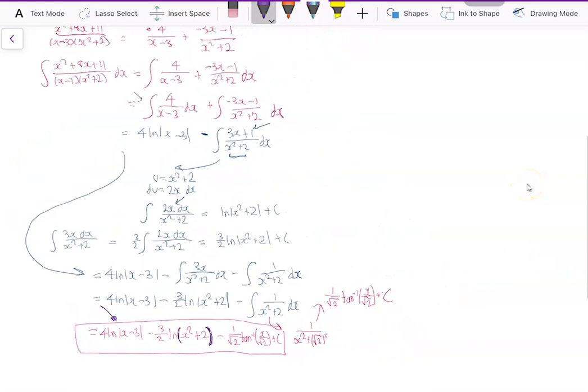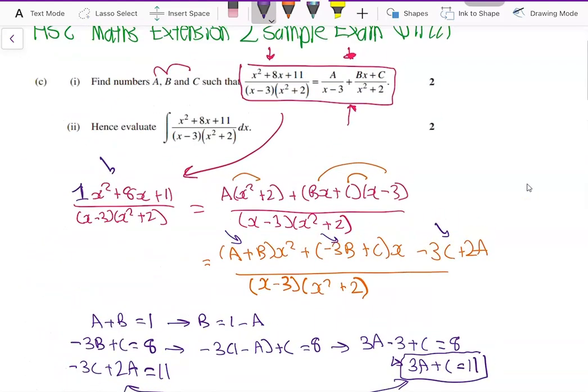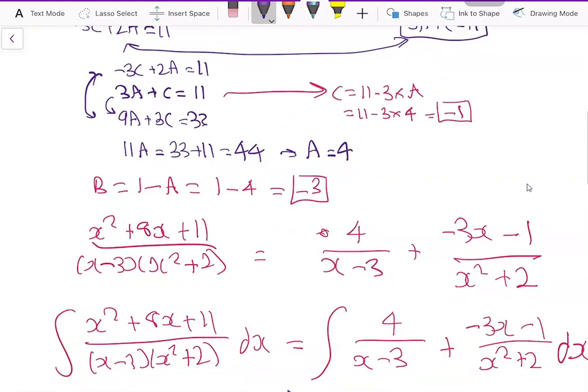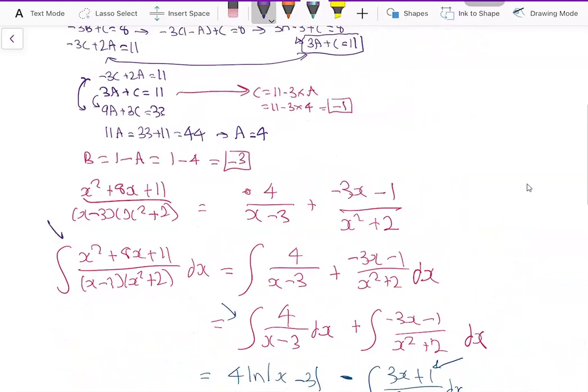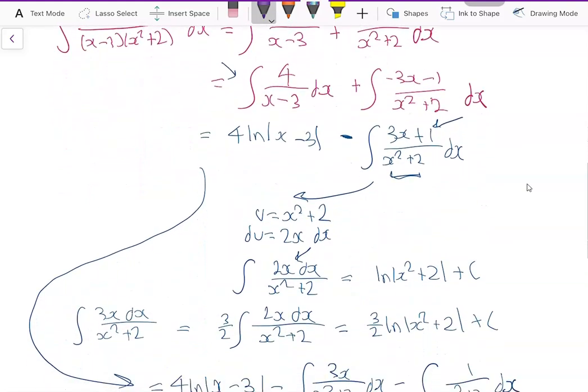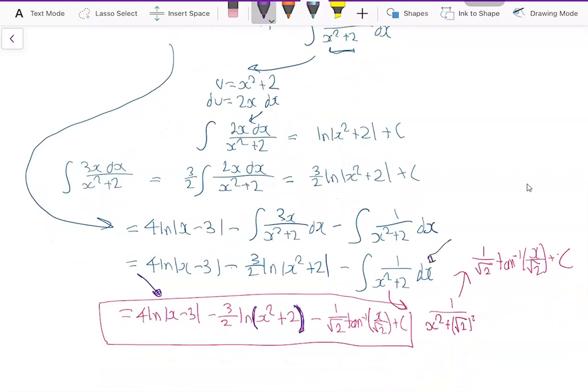Okay, so just to recap, we first found a, b, and c that satisfied that, to create this rational function by having just the x minus 3 and x squared plus 2 in the denominator. And after we solved simultaneous equations to get the partial fractions, we computed the integral of this rational function, and we've split it up into several smaller integrals, and we've used the standard table of integrals to find the integral of 1 over x squared plus 2, and we've got our final answer over here.